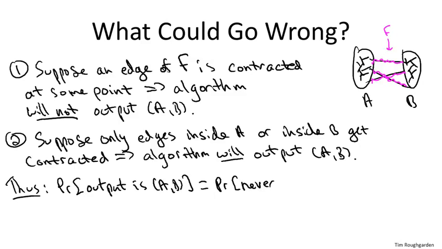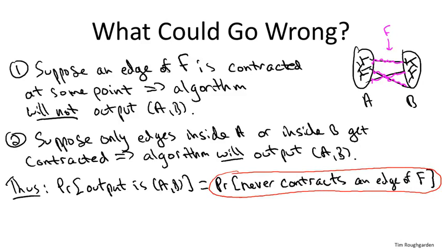So this is what we're going to be interested in here. This will be the object of our mathematical analysis: the probability that in all of the n-2 iterations we never contract an edge of capital F. So to think about that, let's think about each iteration in isolation and actually define some events describing that. For an iteration i, let S_i denote the event that we screw up in iteration i. With this notation, we can succinctly say what our goal is.